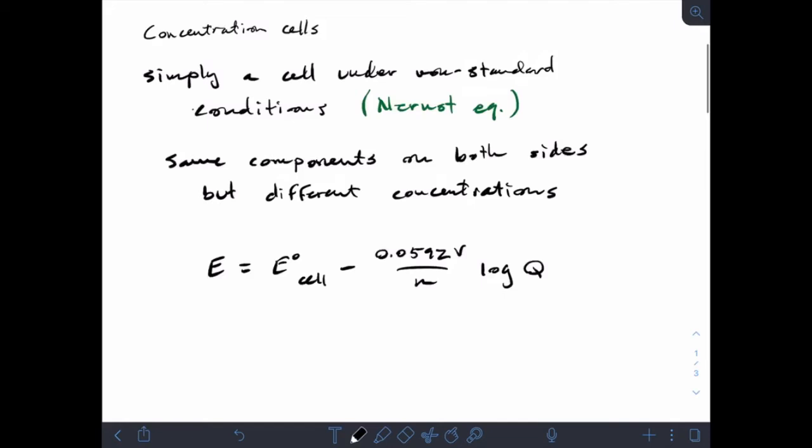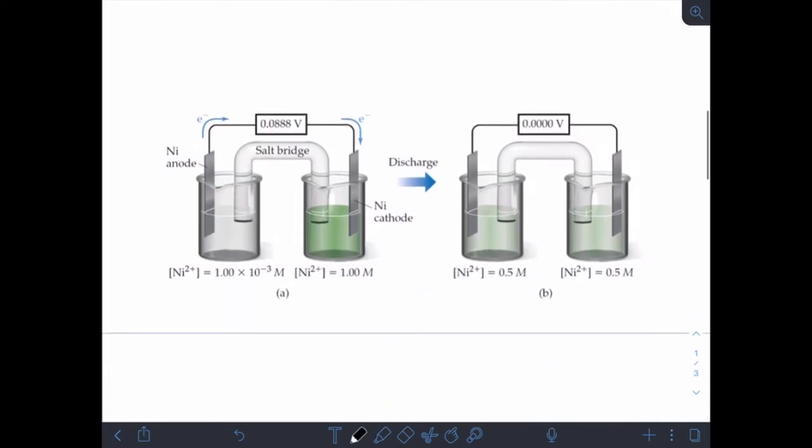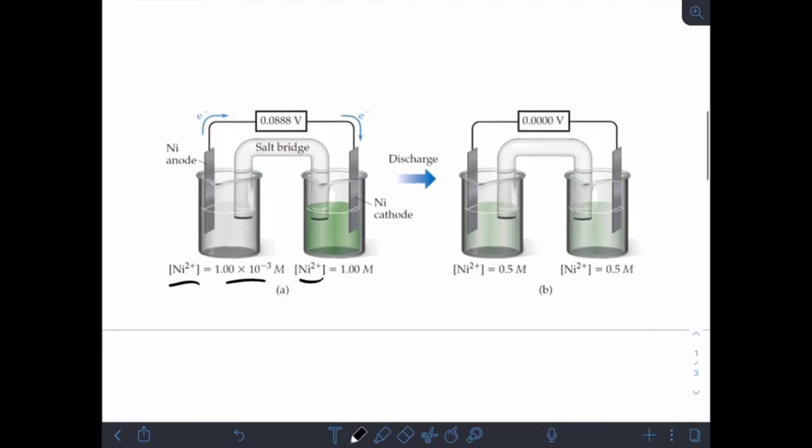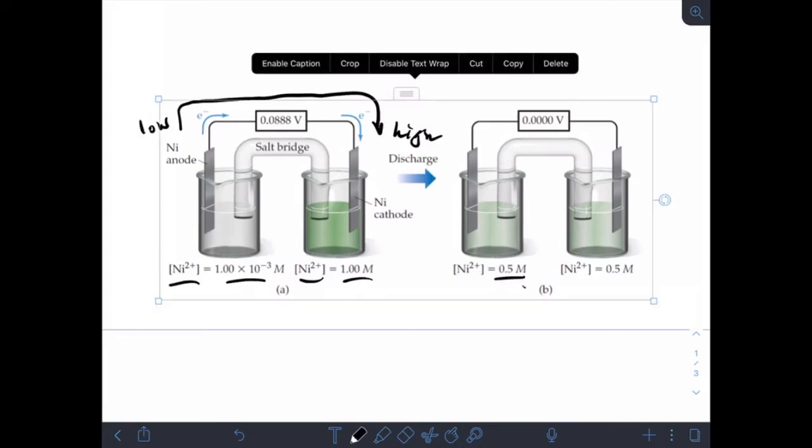So let's take a look at what a concentration cell looks like. This is the one from the textbook. Notice that we have nickel on both sides, but different concentrations of nickel on each side. We have a nickel anode and a nickel cathode. So while we have different concentrations, electrons will flow from the low concentration side to the high concentration side.